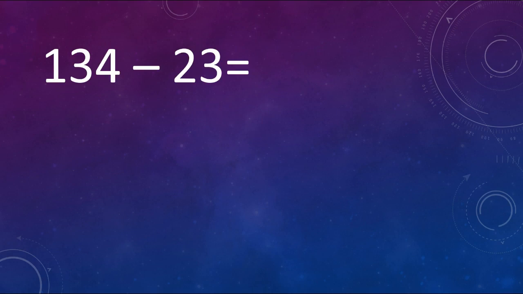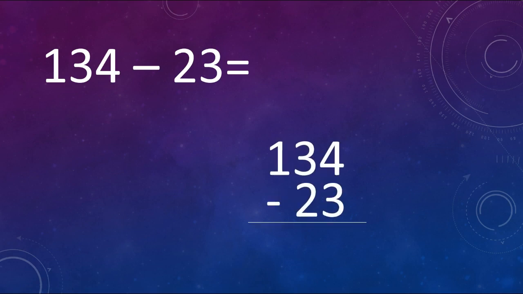Okay, so now we're going to be subtracting numbers that have 3 digits minus 2 digits. So all that means is that there's 3 digits or 3 numbers in this first number, and there's going to be 2 digits or 2 numbers in this number. So how we're going to do that is we're going to set it up just like we set up the 2 digit numbers. And we're going to line up the ones, we're going to line up the tens, and we're going to line up the hundreds.